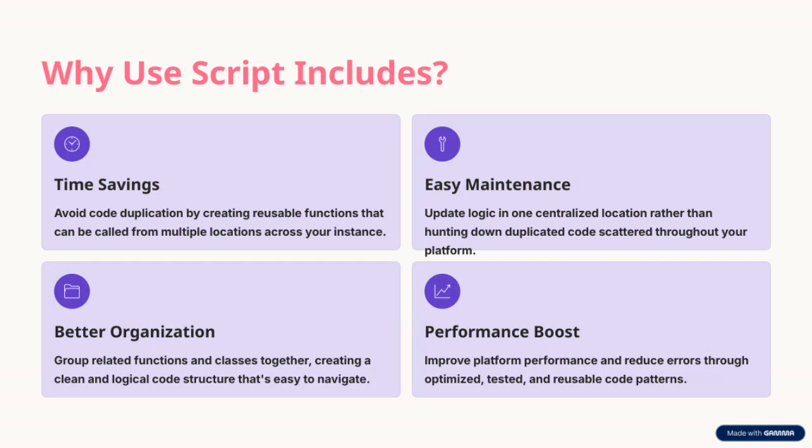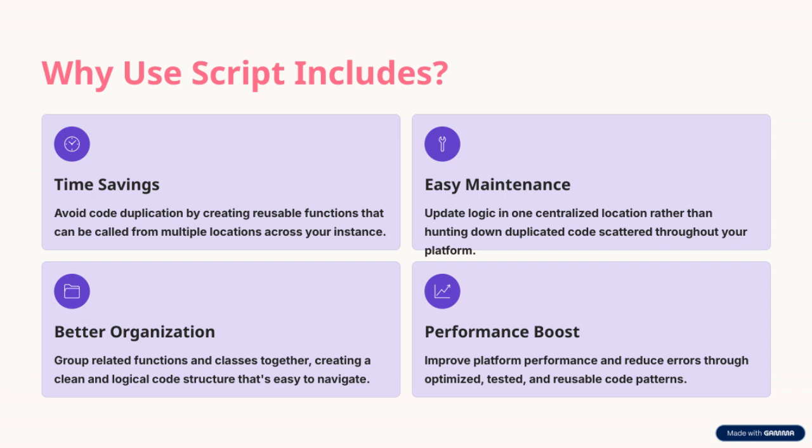Let's talk about how we can improve platform performance and reduce errors by focusing on optimized, tested, and reusable code patterns. One of the key strategies is performance boosting. By grouping related functions and classes together, we create a clean and logical code structure. This makes it much easier to navigate and understand, which saves us time and reduces mistakes. When we think about better organization, updating logic becomes simpler because we centralize it in one place. Instead of hunting down duplicated code scattered across the platform, we can make changes in a single spot, ensuring consistency and reducing the risk of errors.